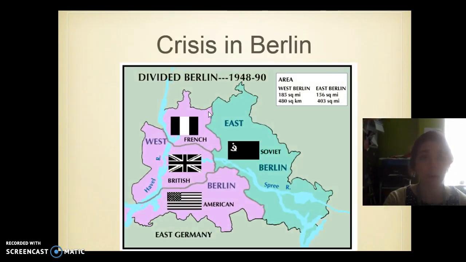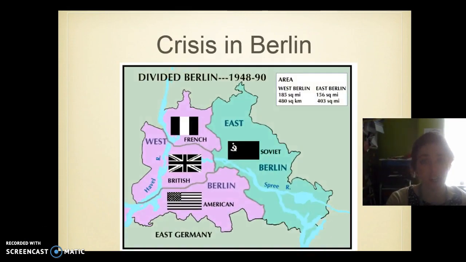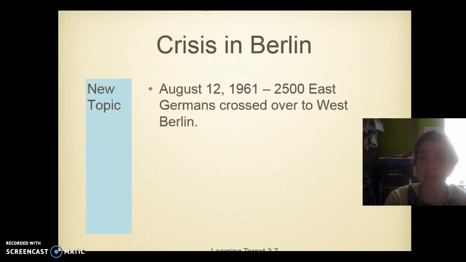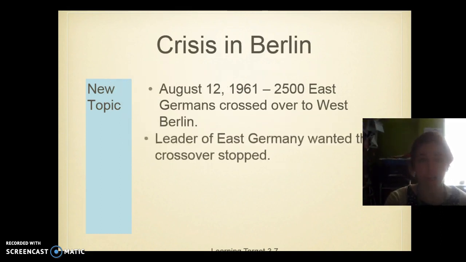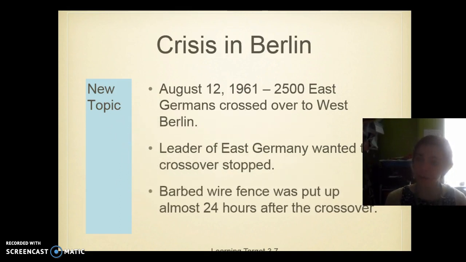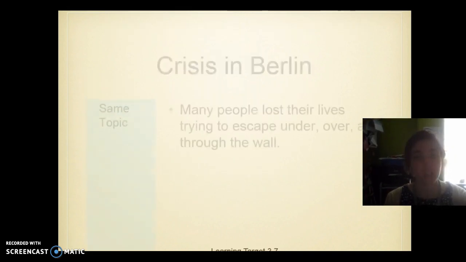All right, so what's happening in Berlin at this time? As we said earlier, Berlin was also divided just like Germany was divided. And here's that picture right here of East Berlin and West Berlin. It looks the exact same as the Germany one. And so basically on August 12, 1961, this was before the borders were closed, 2,500 East Germans crossed over to West Berlin. And the leader of East Germany wanted the crossover to stop. So what did he do? He made a barbed wire fence in about 24 hours after all these people came over. And this is going to turn into the Berlin Wall.